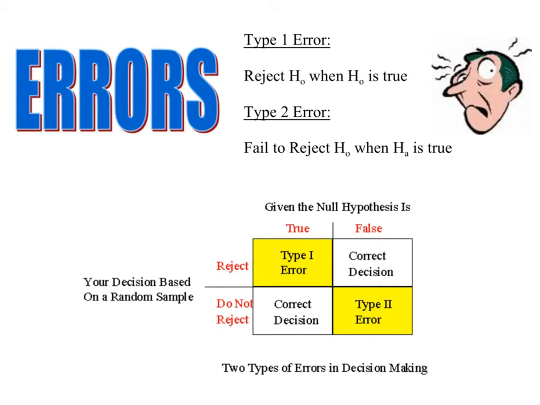And that doesn't mean we've done anything wrong in our calculations or finding a p-value. Based on our p-value, we made the right decision. It really has to do with the sample. The sample led us to the wrong conclusion.